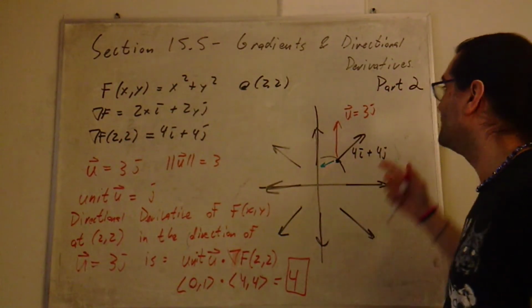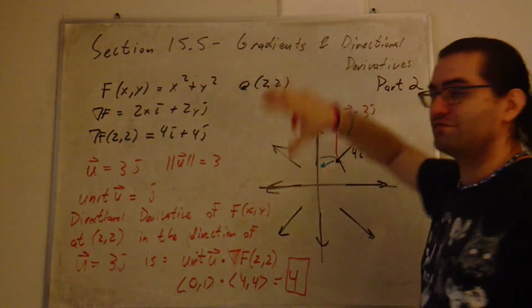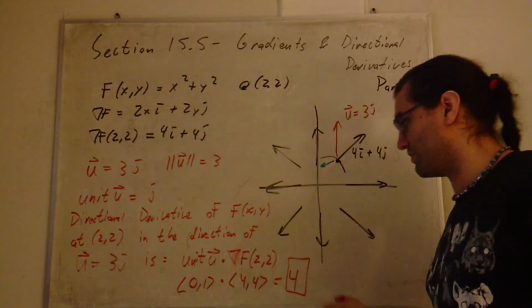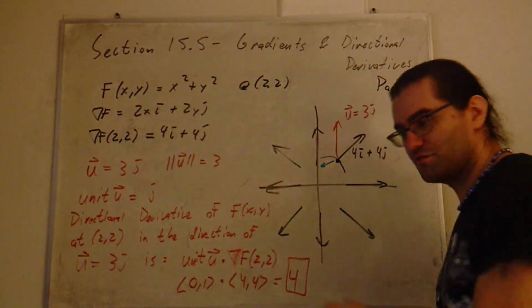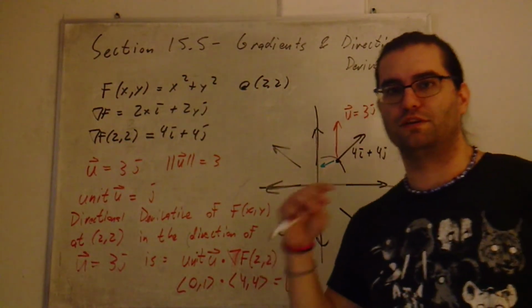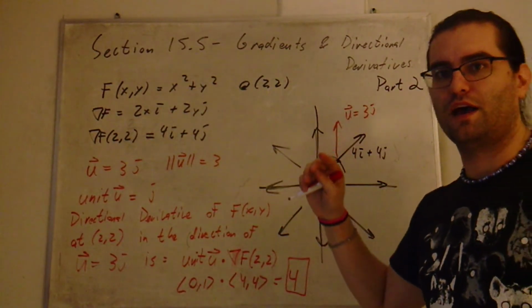So this is how we tie the idea of derivatives back into slopes. We can do directional derivatives in any direction we want, at any point we want, using the dot product between the gradient and the direction vector.